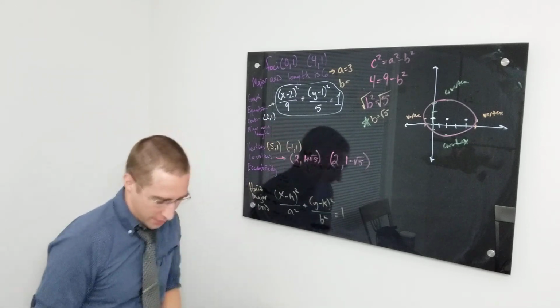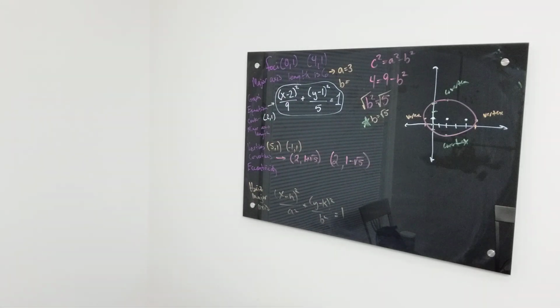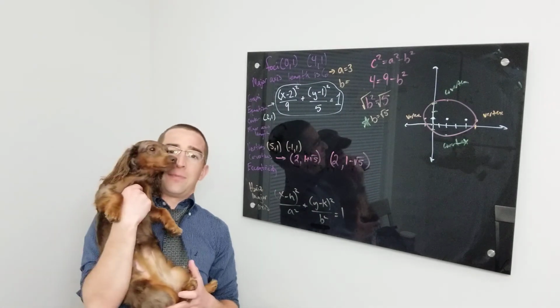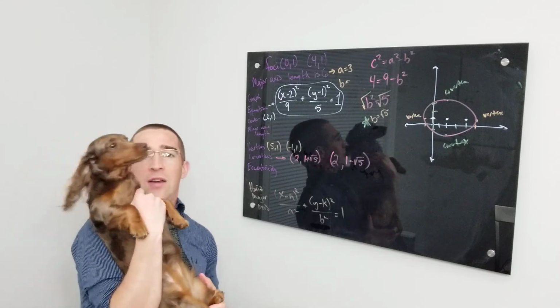Oh, it's Emma Bear. Come here, Emma. Emma wants to say hello. Hello, Emma. Yep, that's my pre-calc class. They can see you now. All right, be good.